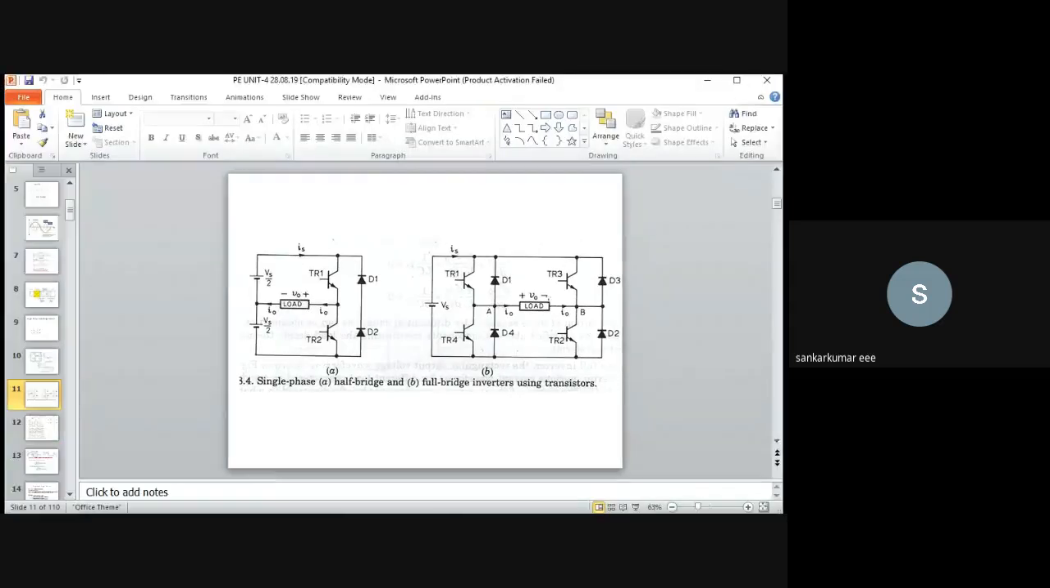So next class we can go for the inverters with inductive loads and capacitive loads.